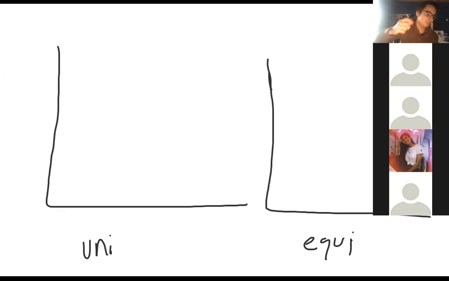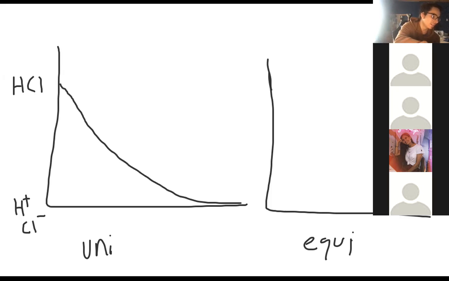An example of a unidirectional reaction would be like dropping HCl into a container. We know that HCl, when dropped into water, because it's a strong acid, will dissociate completely. So the HCl concentration will go all the way down, and these two will go up.